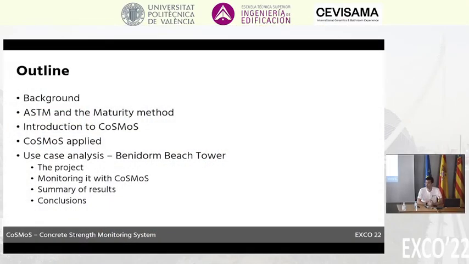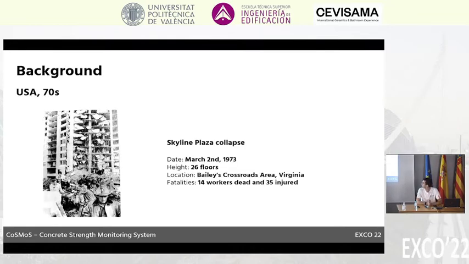I will go through first a bit of the background for this project and how this background evolves to what is called the maturity method, how CoSMoS implements this maturity method in practice, and at the end we'll end up with a use case analysis of a real project, which is the Benidorm Beach Tower, a project where the system of monitoring the structure has already been implemented, and we'll go through the results of it and some interesting conclusions.